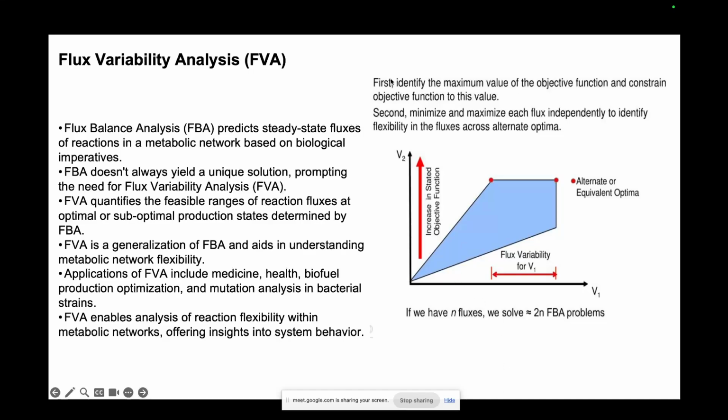The idea is to first identify the maximum value of the objective function and constrain the objective function to this value. Then you minimize and maximize each flux independently to identify flexibility in the fluxes across the alternate optima. The idea of this method is to find how much flexibility is possible between the fluxes of these metabolic networks. So if you have n fluxes, you have 2n FBA problems, something of this order.